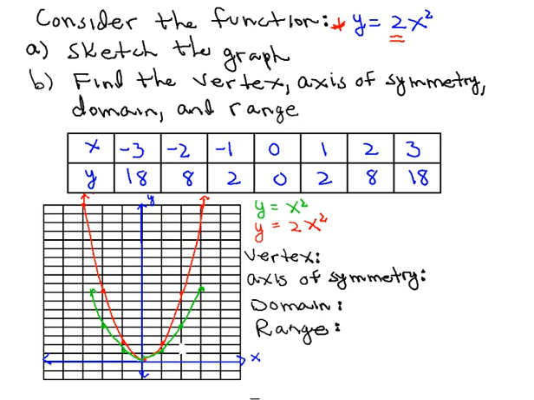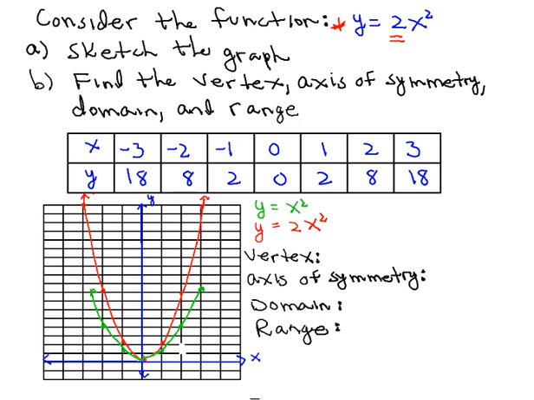Now what I've done is to sketch the graphs of both y equals x squared, which you can see is green, and the graph of y equals 2x squared, which is red. Now what do you notice? Hopefully you notice that the graph of y equals 2x squared is sort of skinnier or thinner than the graph of y equals x squared. And the way we describe that officially, mathematically, is to say that the graph of y equals 2x squared stretches the graph of y equals x squared by a factor of 2.